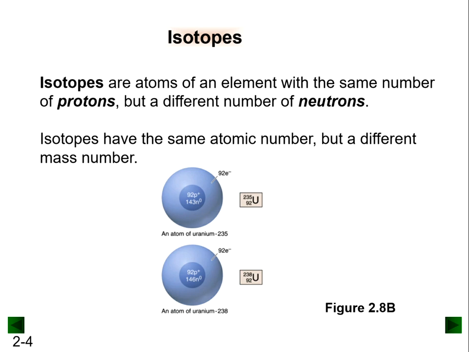There are two very common isotopes of uranium, uranium-235 and uranium-238. Uranium-235 has 235 protons plus neutrons. And so you can see you have 92 protons and 143 neutrons. Uranium-238 has 92 protons again and 146 neutrons. Typically, this will just be written as U-235 or U-238. So U-235 and U-238 are two isotopes of uranium. They have the same atomic number, but a different mass number.